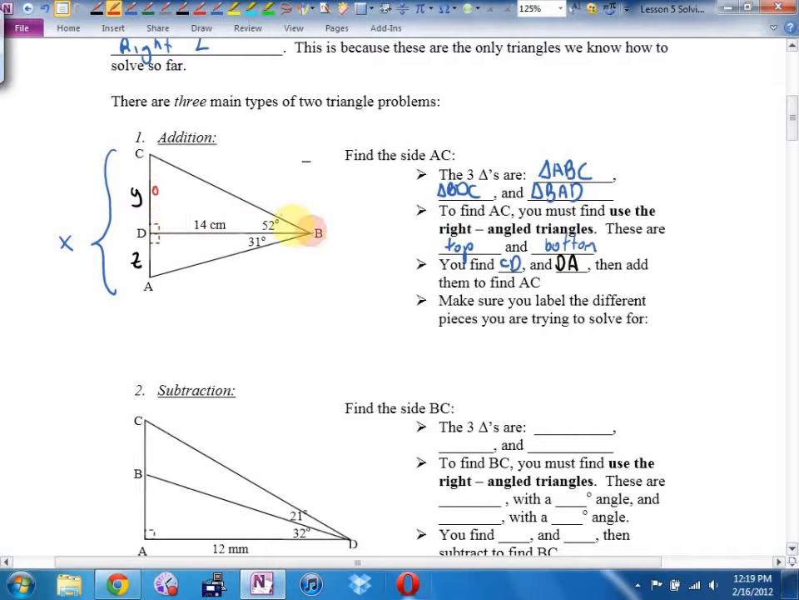Will I label this? No. Why not? Don't know it. Don't need to know it. Not interested. Will I label this side? Yeah, it's a 14, but with this 52 right there, this 14, adjacent. Do you guys have the word SOHCAHTOA somewhere on your page? Yeah? Okay. Which trig function? Tan?